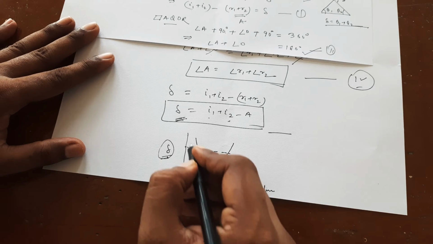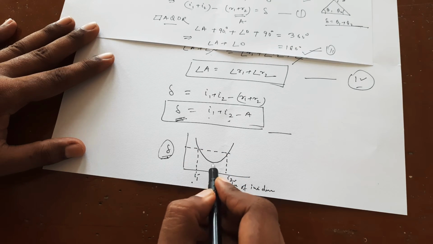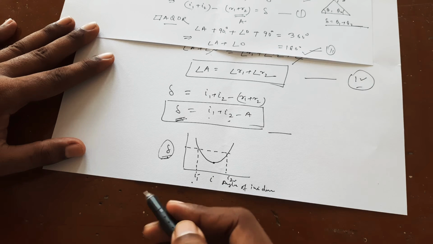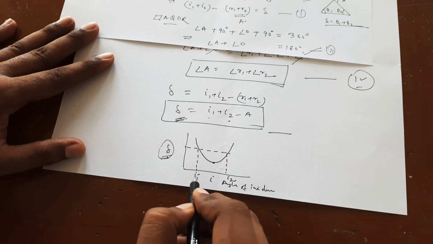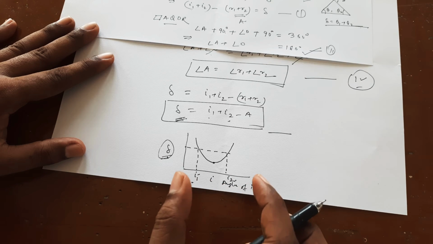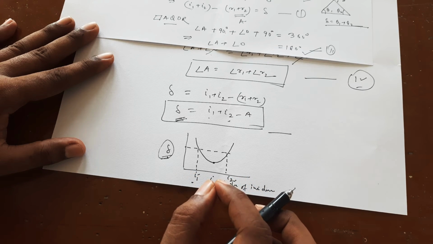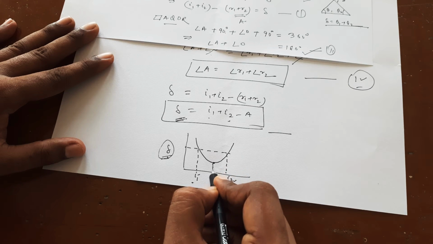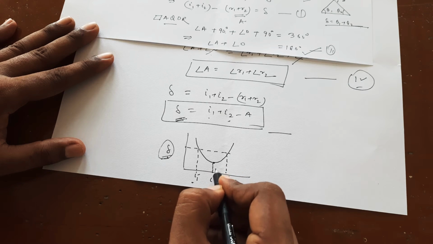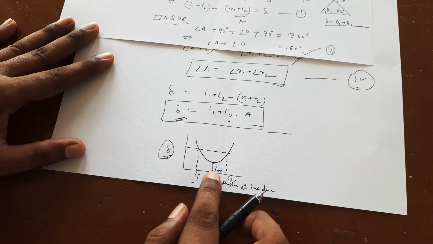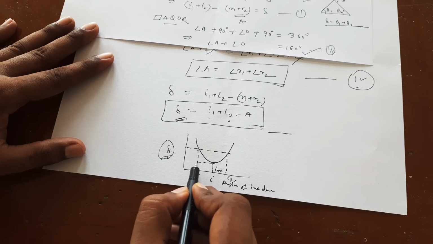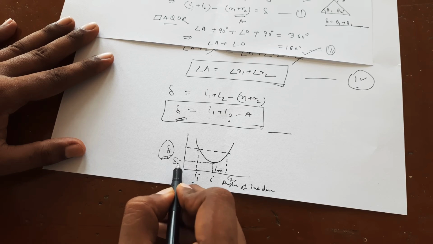So if we decrease the value of delta, if I go on increasing the value of angle of incidence, a point comes when these I1 and I2 will come closer to each other and will coincide with each other, and that is the angle of incidence, that is IM, for the minimum deviation, because at this point delta is minimum.